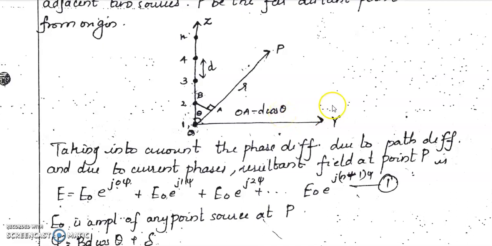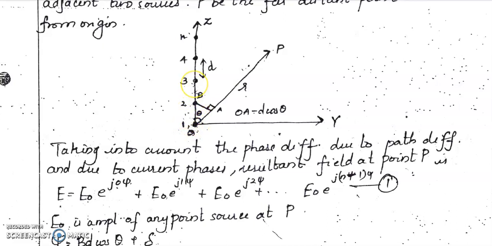So the total electric field at the point P is given by E0 into e raised to j 0 psi. Why do we use 0 psi here? Because, checking the figure, the first source coincides with the origin. We know that psi is the phase difference between adjacent sources. So the first source is at the origin, and the phase difference is taken as 0. With respect to the first source, the phase difference of the second source is psi.